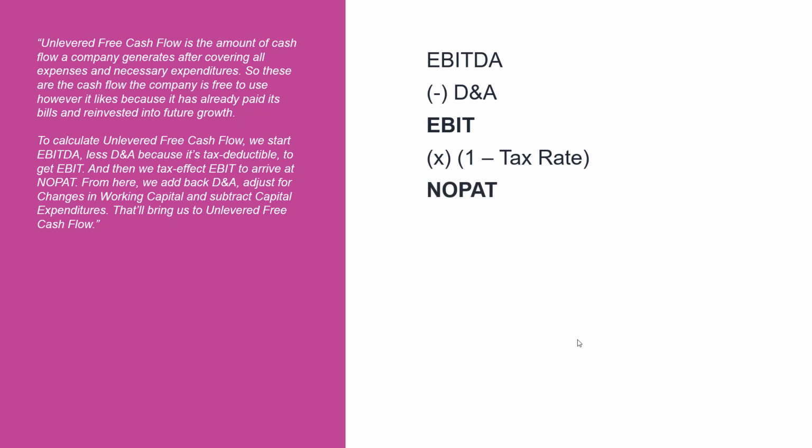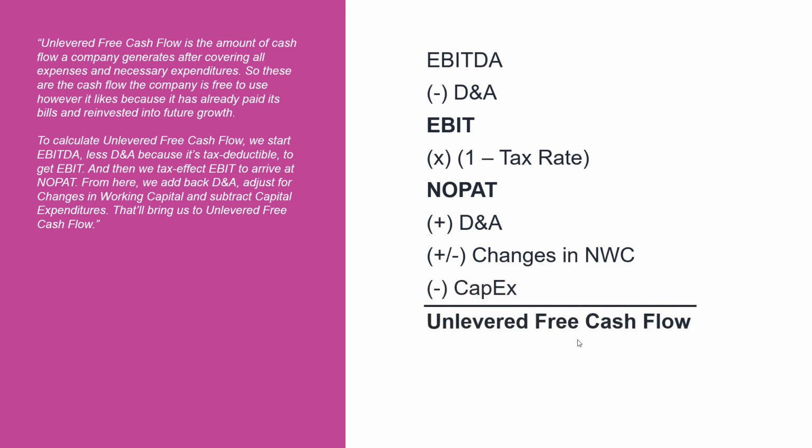To calculate unlevered free cash flow, we start with EBITDA, less D&A, because it's tax deductible, to get EBIT. And then we tax effect EBIT to arrive at NOPAT. From here, we add back D&A, adjust for changes in working capital, and subtract capital expenditures. That'll bring us to unlevered free cash flow. And there you have it. That's how you should answer this question.